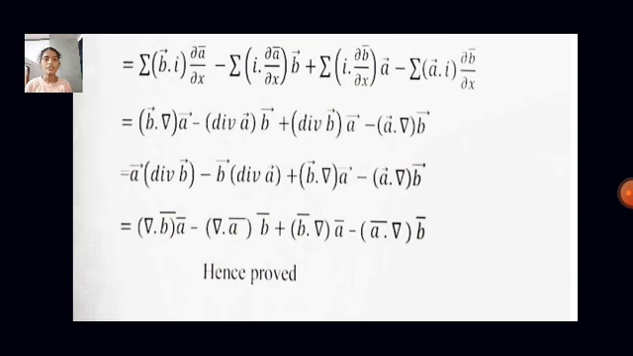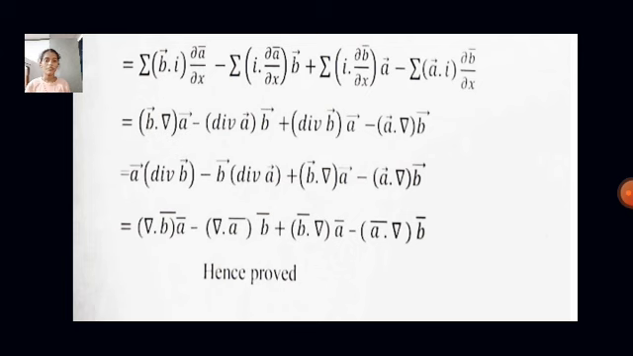Σ (B·i)∂A/∂x − Σ i·∂A/∂x B + Σ i·∂B/∂x A − Σ (A·i)∂B/∂x. This gives (B·∇)A − (∇·A)B + (∇·B)A − (A·∇)B.